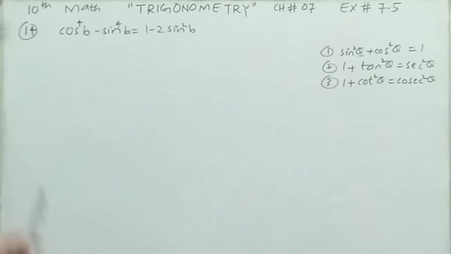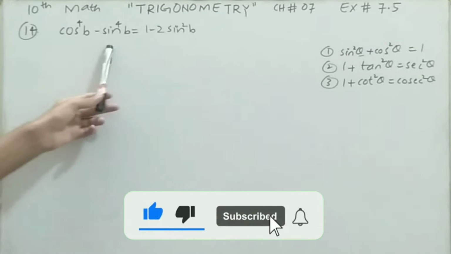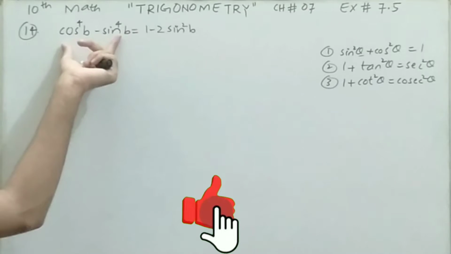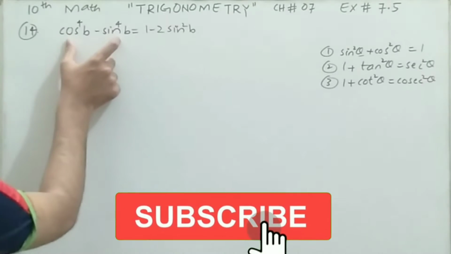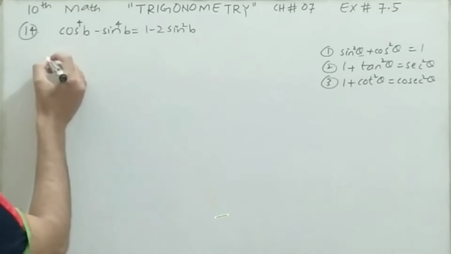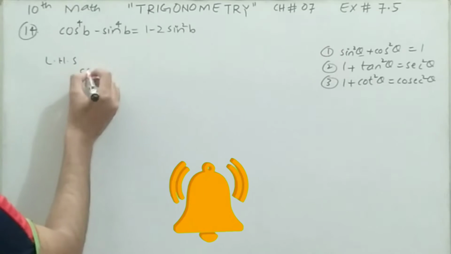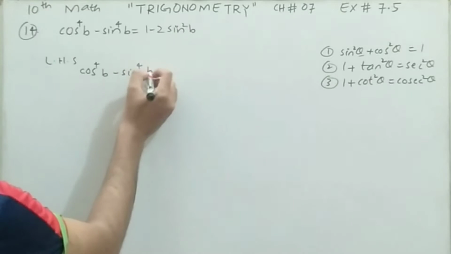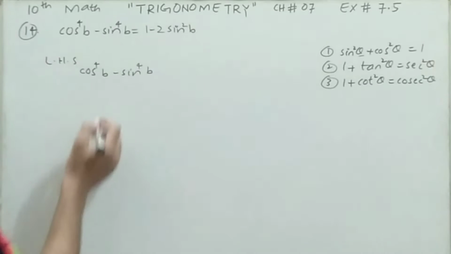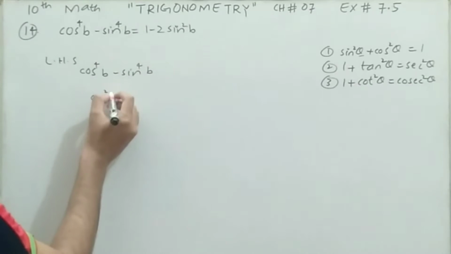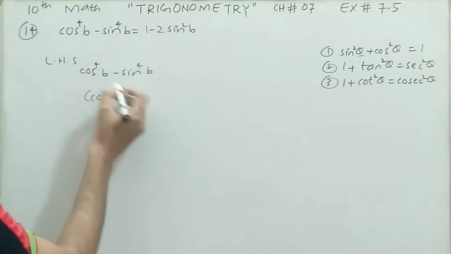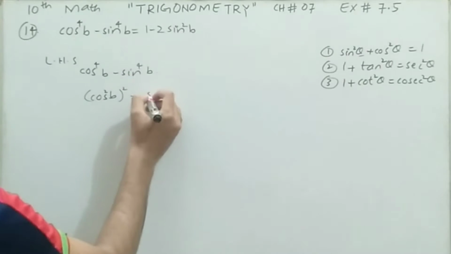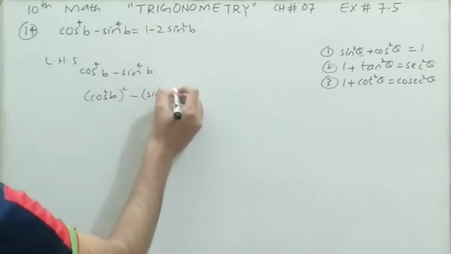So let's move toward question number 14. It says that cos power 4b minus sin power 4b should be equal to 1 minus 2 sin square b. Let's take the left hand side. On the left hand side we have cos power 4b minus sin power 4b. Now we can write cos power 4b as cos square b whole square, because 2 multiplied by 2 gives us power 4, and minus sin power 4b can be written as sin square b whole square.